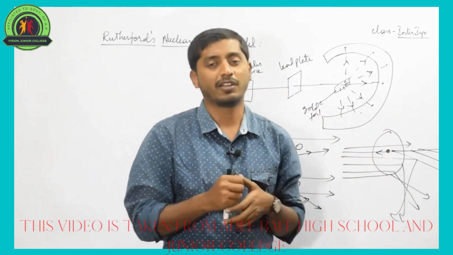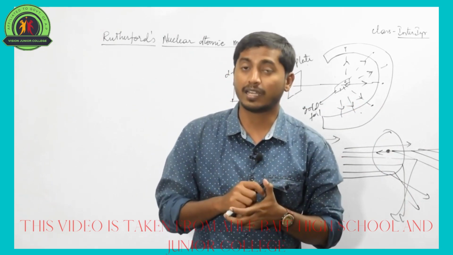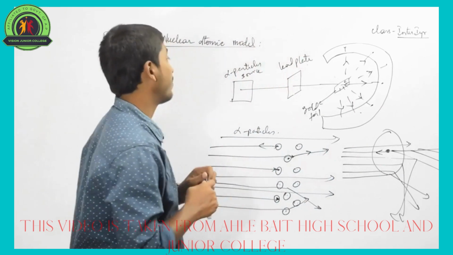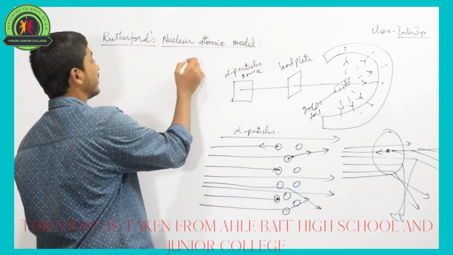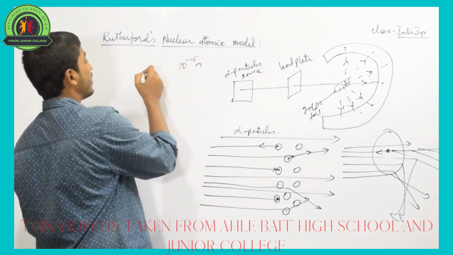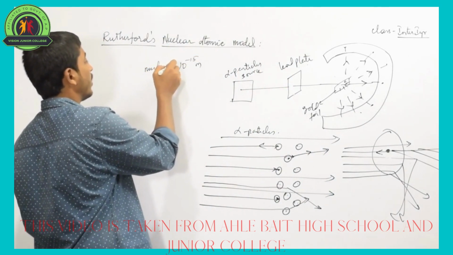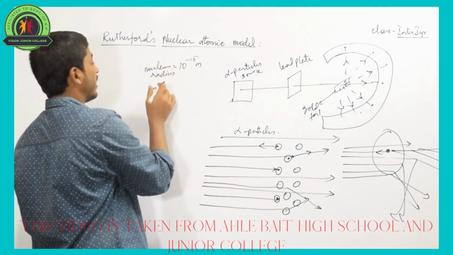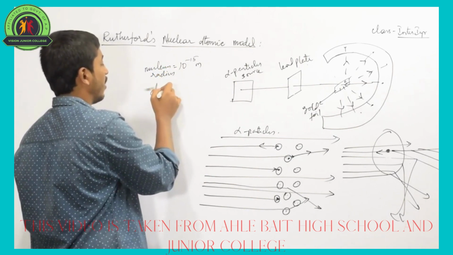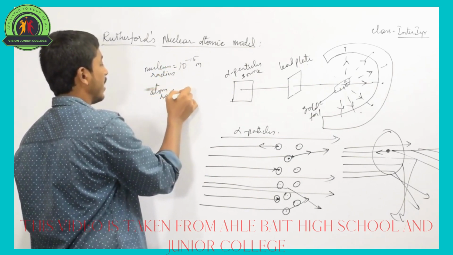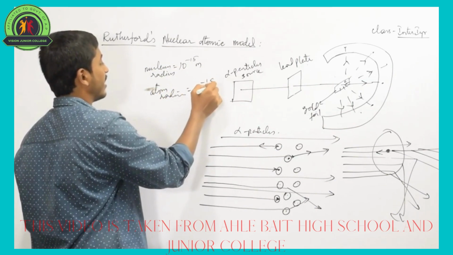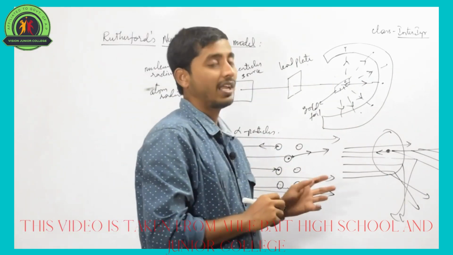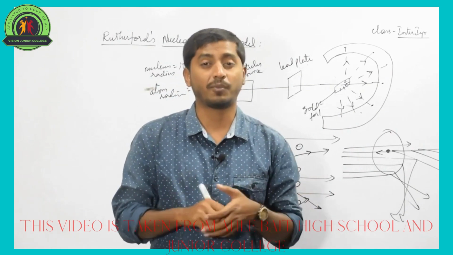From doing such experiments, he concluded that the radius of a nucleus is almost 10 power minus 15 meters. This is the radius of the nucleus, and the radius of an atom is almost 10 power minus 10 meters, right. This is what he observed. Based on this, he gave a few postulates.